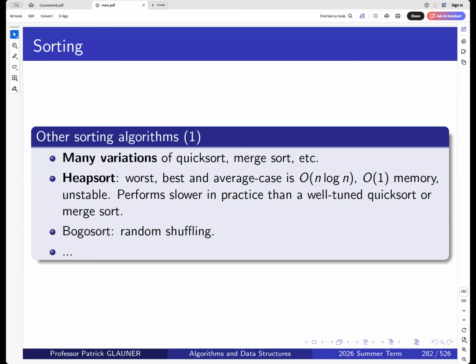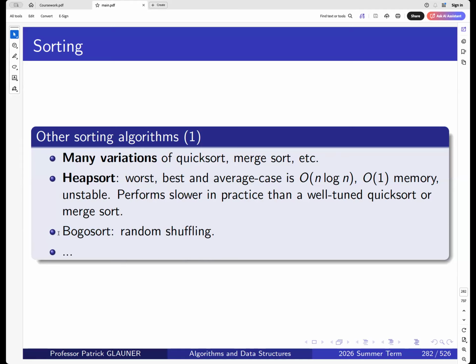There is also a BOGO sort. A BOGO sort is obviously a joke, because BOGO sort would mean we randomly shuffle a data set, and if it's sorted after randomly shuffling, we would complete. If it's not sorted after randomly shuffling, we would shuffle again, and we would only terminate once the data set is sorted. So sorting by accident. That's obviously a joke. It doesn't make any sense.